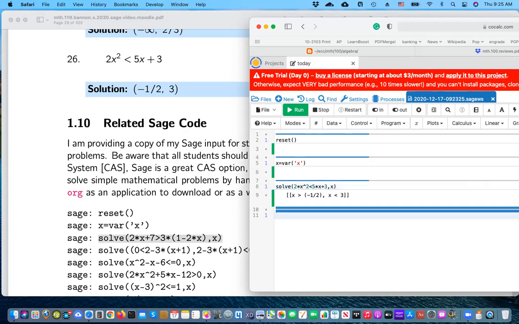Shift return. What does it say? And by the way, I did it quickly. It says x is greater than -1/2 and x is less than 3, exactly what we have in the key. Hopefully this has been helpful.